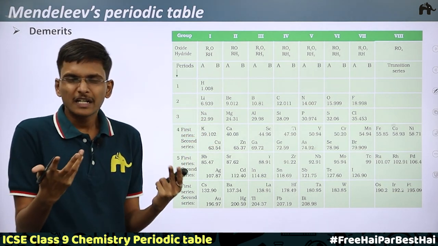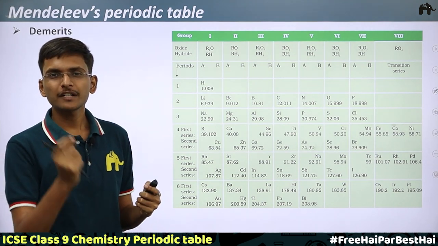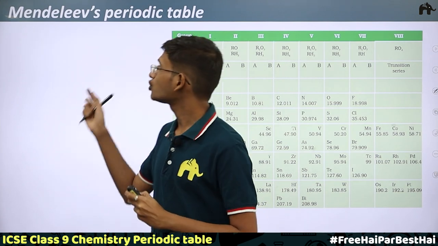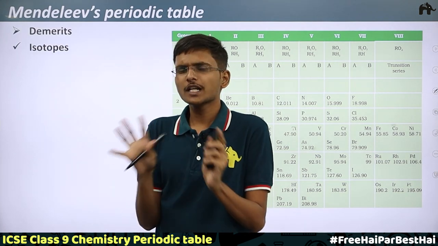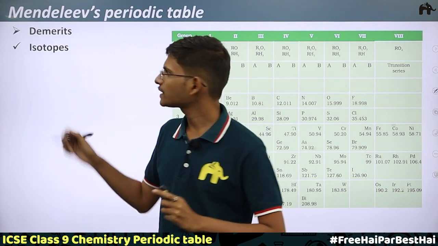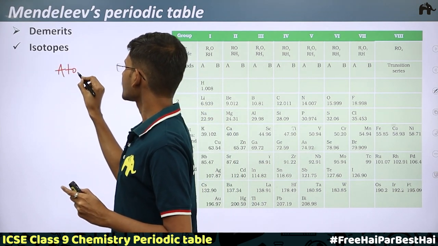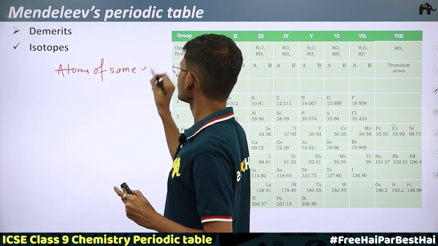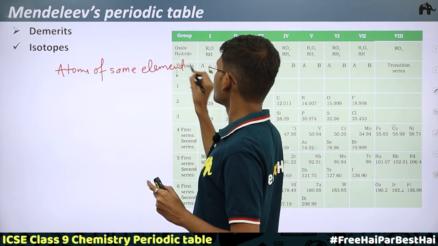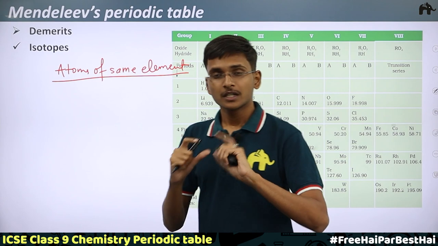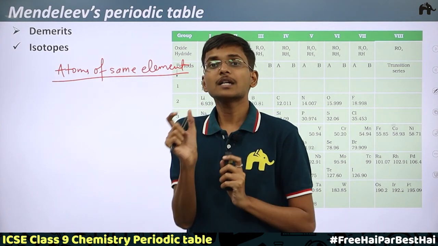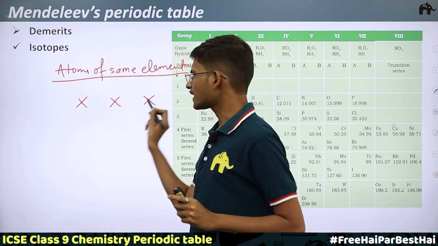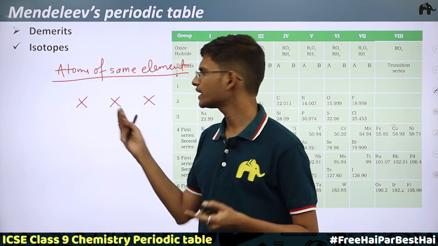Okay, so what are isotopes? We have already studied in the previous chapter, the atoms of the same element, right? They have the same atomic numbers. For example, I am representing these as the atoms of the same element, element X.